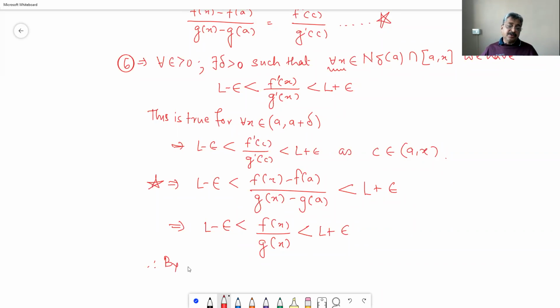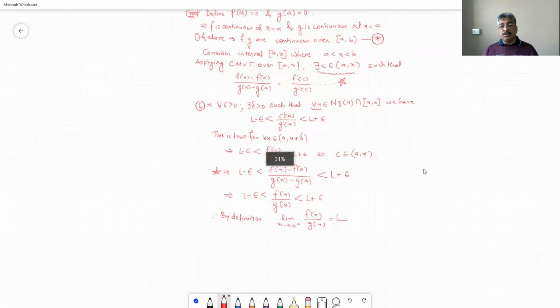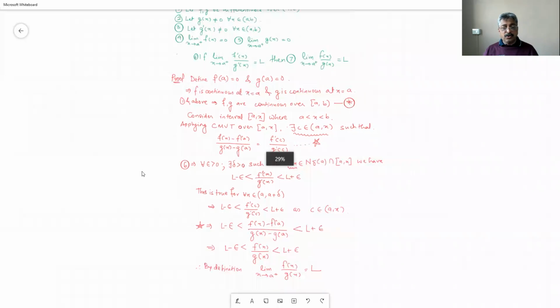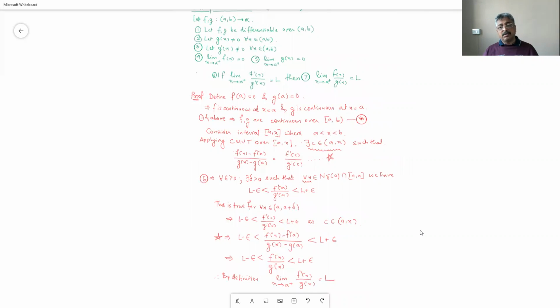Therefore, by definition, limit as x tends to a plus f of x upon g of x is equal to L. I made this complete proof available on the board. Go through it several times, check whether you have really understood it or not, find out if there is any flaw in this proof, and if required I can explain it to you again, but copy it properly first.